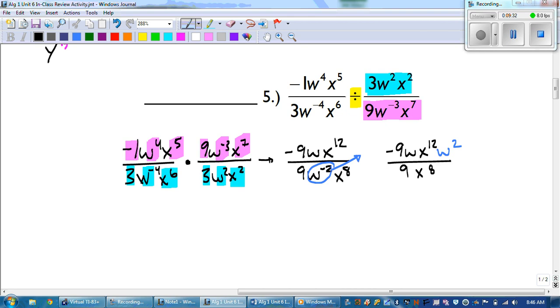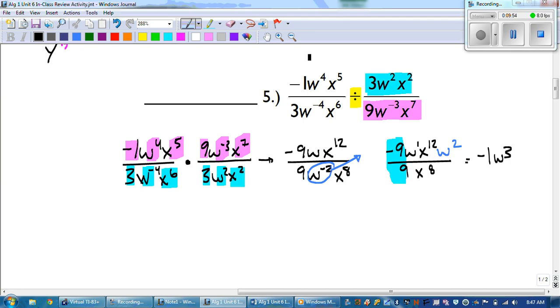Okay, so let's go ahead and start reducing everything. Okay, -9 divided by 9 is -1. W's, how many w's do we have? Well, I have 1, 2, 3. So I have 3 on the top.